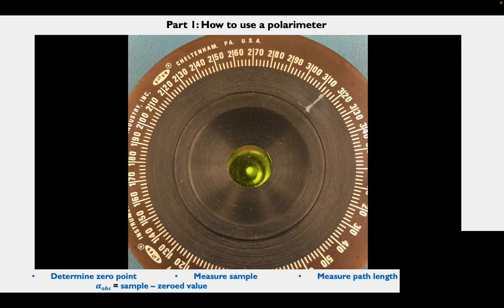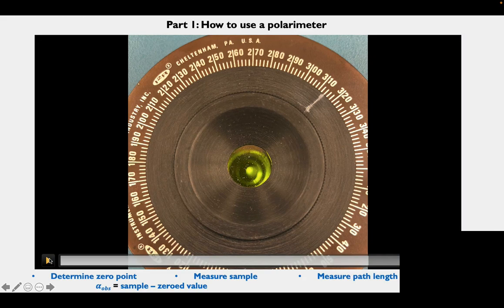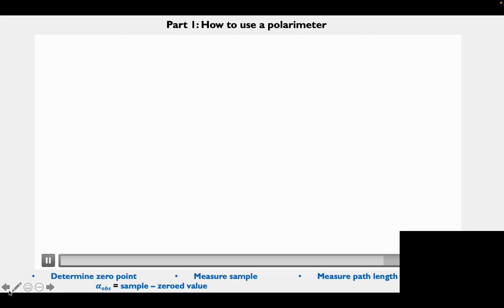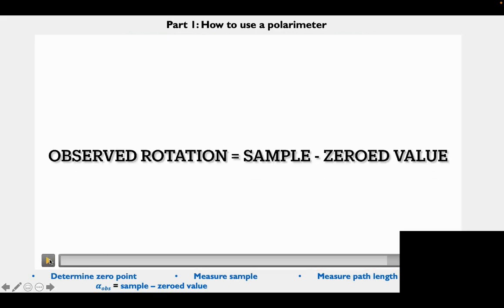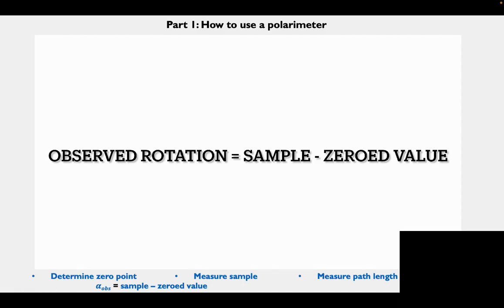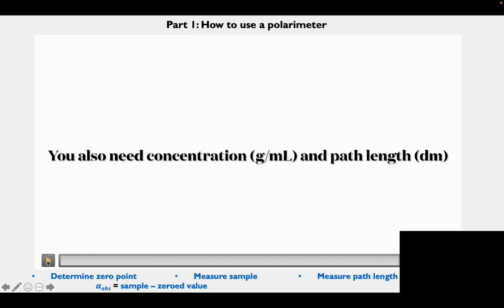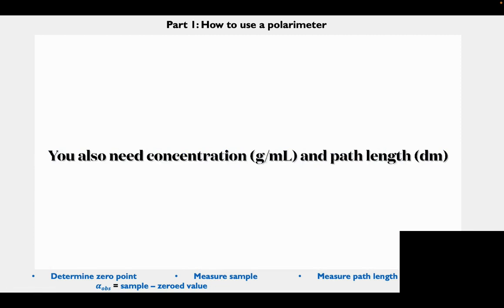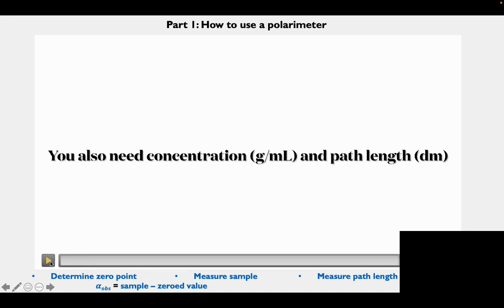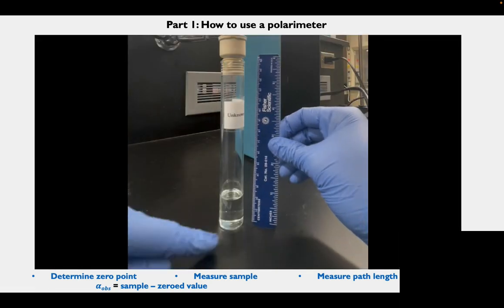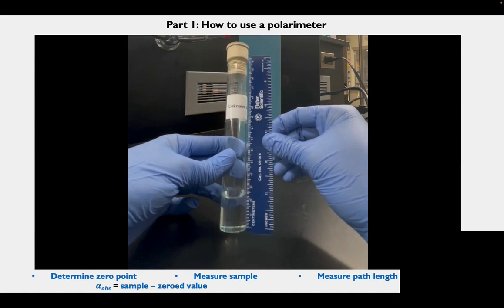So for reference, here is our 0 point at 314, and then our sample at 254. And so the difference between your answers would be your observed rotation. And then next, for every sample, you will also need the concentration in grams per mL. For pure samples, this is going to be just the density. And you also want a path length. So you just want to take a ruler and then measure the length of your solution.